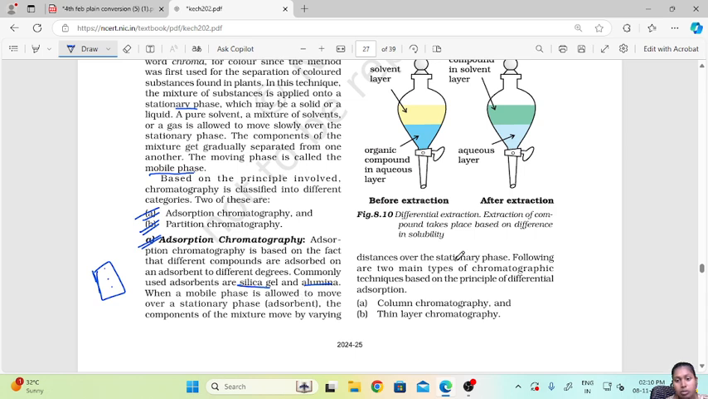Now following are the two main chromatographic techniques based on the principle of differential adsorption: column chromatography and thin layer chromatography.